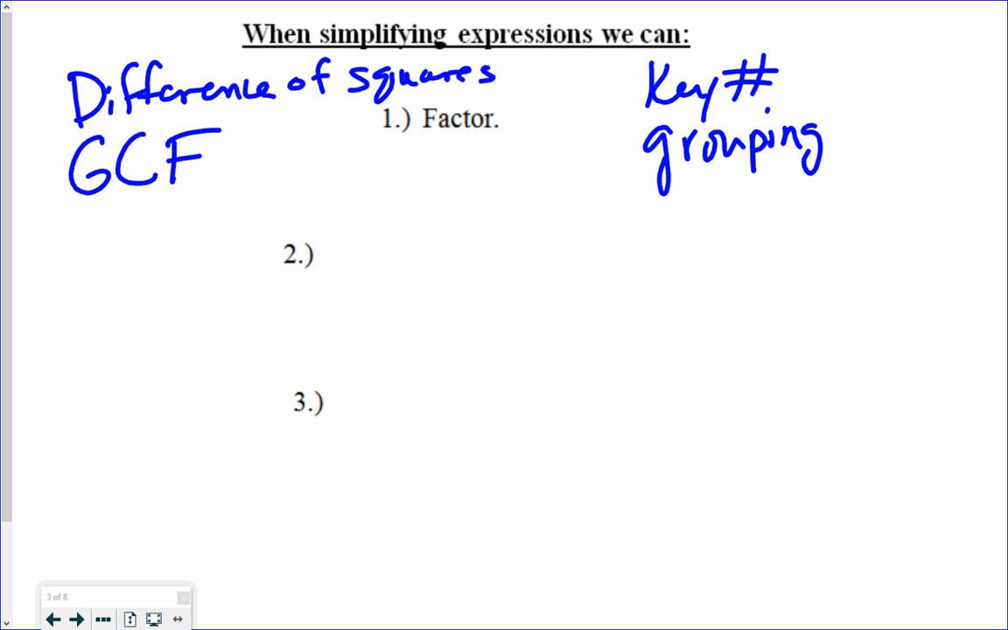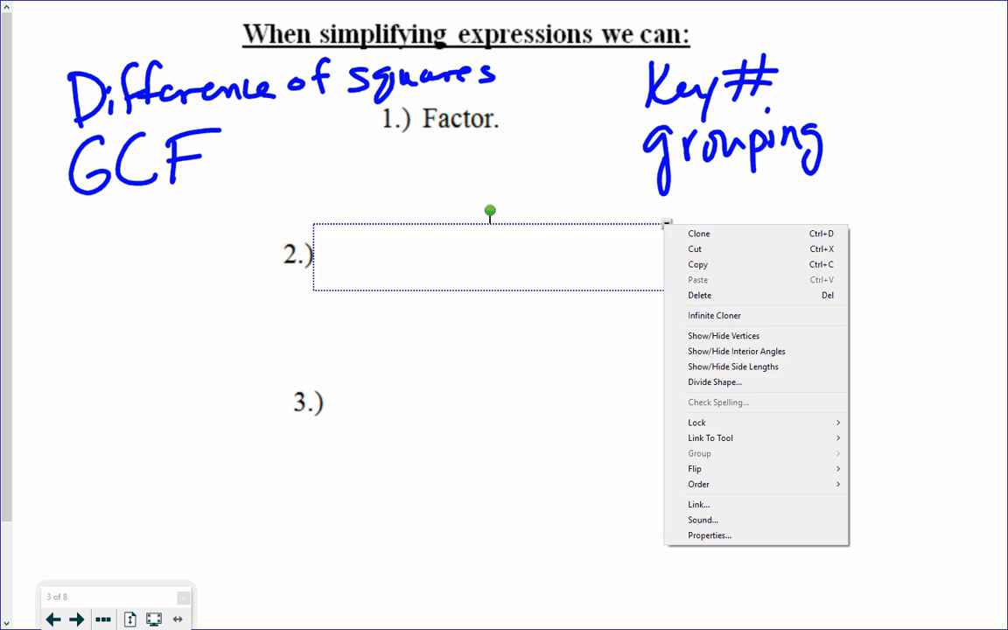Not all of them are going to factor. But let's face it, if they do, it normally helps. Okay? Not a guarantee, but it normally helps. So that's number one thing I would look to do when simplifying an expression. All right, number two. Okay, number one we haven't done yet today, right? We haven't factored anything yet today.